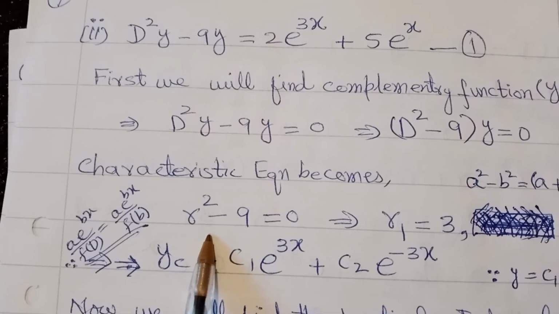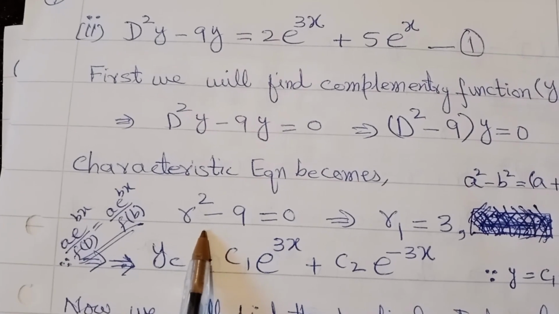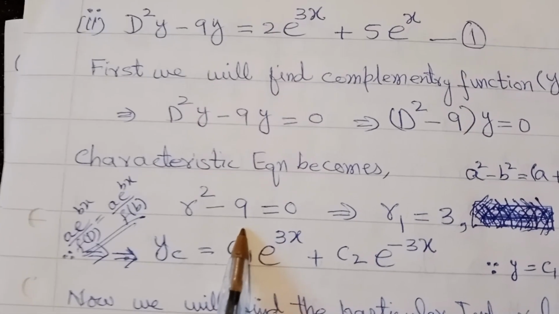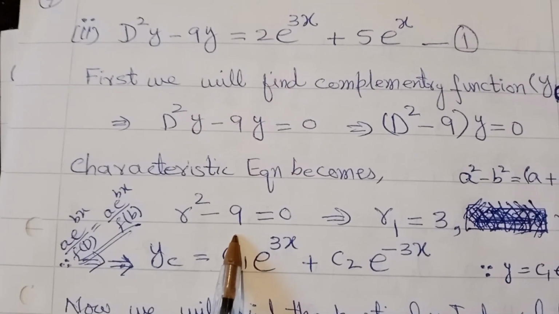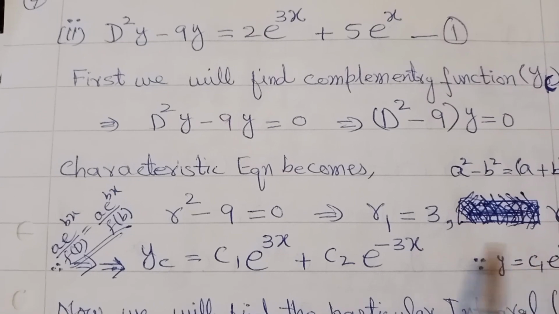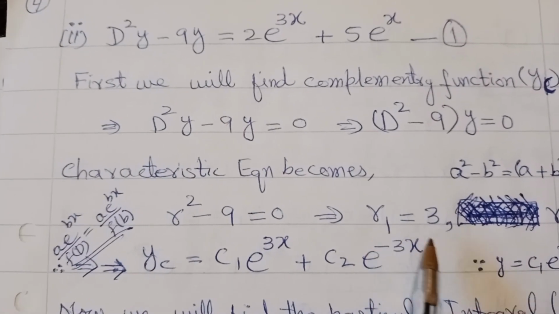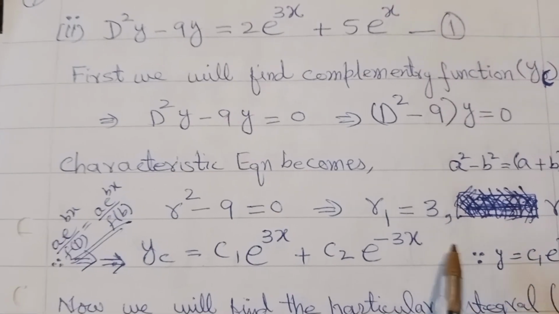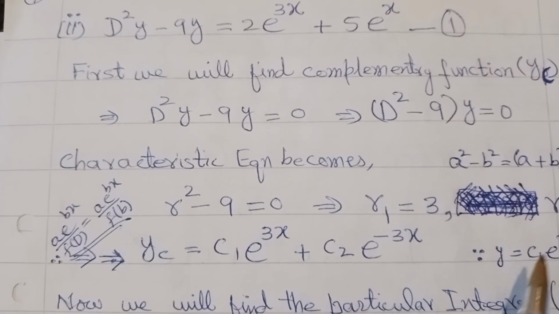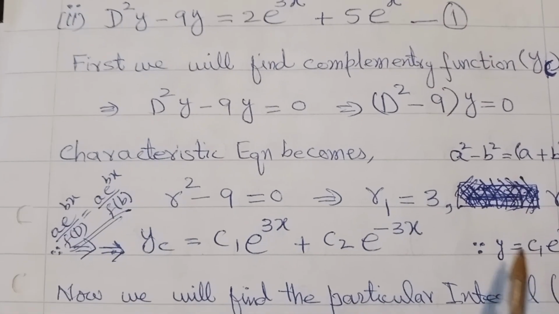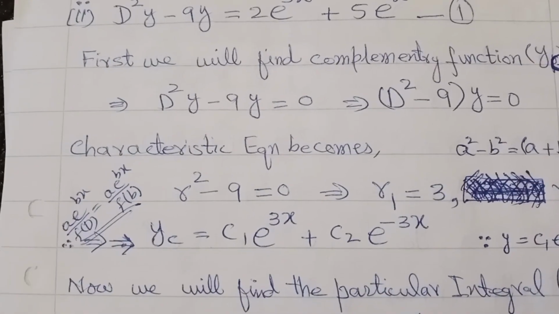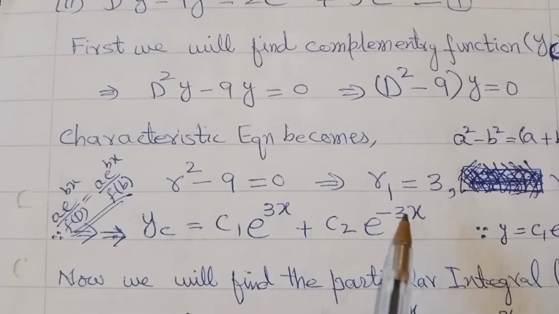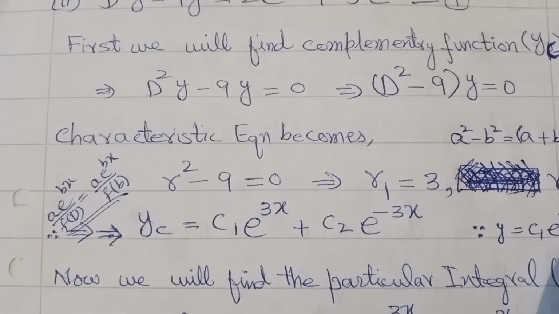From this equation, by using the formula difference of two squares, a square minus b square, we will get two values of r, that's r1 and r2, which are r1 is equal to plus 3 and r2 is equal to minus 3. It is no matter if you take first r minus 3 and second r plus 3. If you take any one earlier and later, no problem. Now we have r1 is equal to 3 and r2 is equal to minus 3.